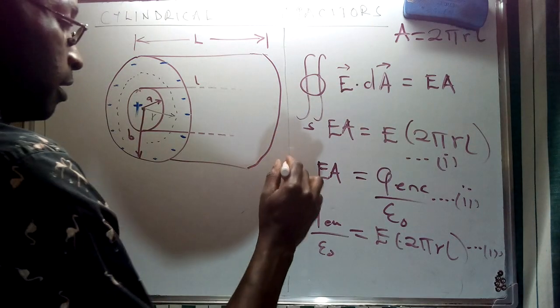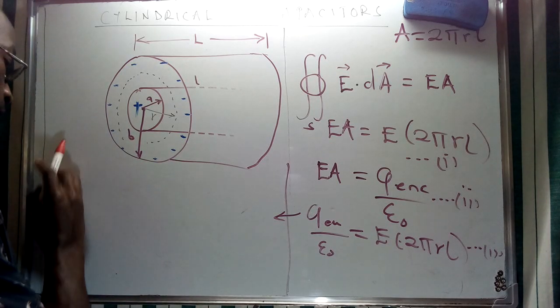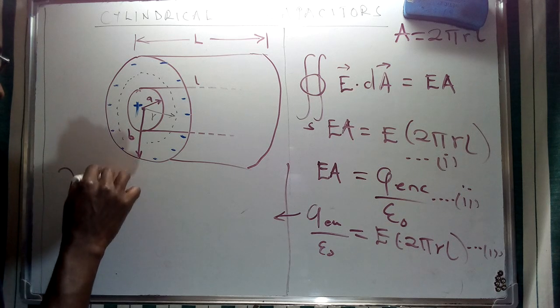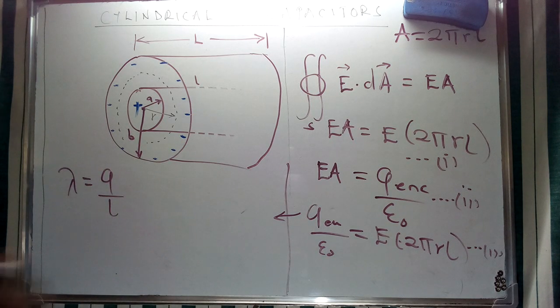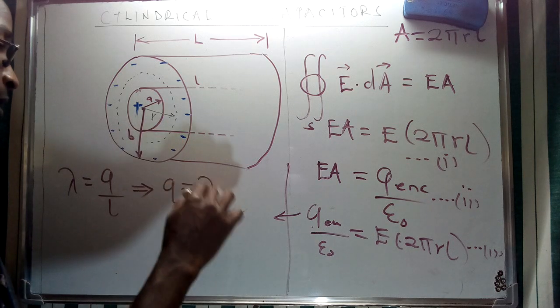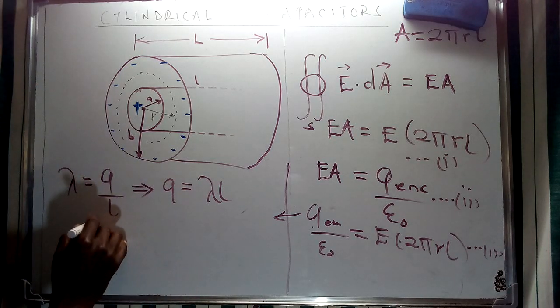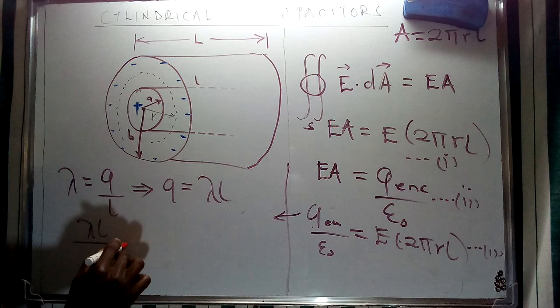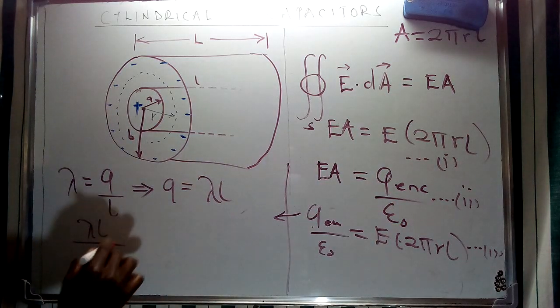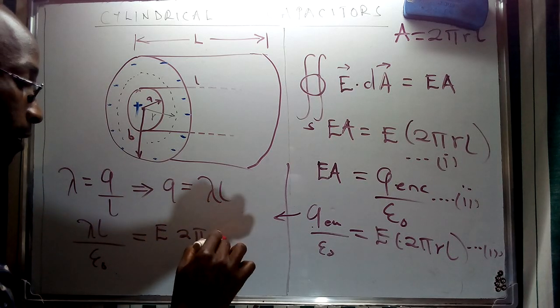So from this last equation, for us to find what we refer to as the charge per unit length, we are going to use the notation lambda, which is going to be represented as Q over L. So in order to find the charge that is enclosed in this specific case, we're going to make Q the subject of the formula, implying that Q is represented as lambda L. So we're going to do a substitution, whereby we have lambda L in place of Q over epsilon naught is equivalent to E 2 pi rL.